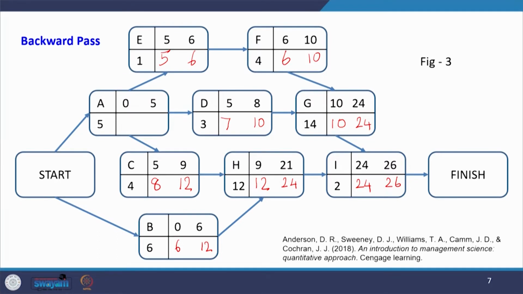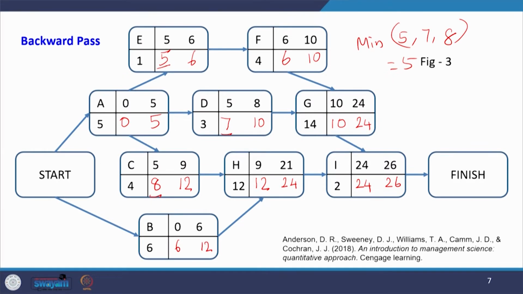Now, you come to activity A. Activity A has three succeeding activities. Here the latest start times are 5, 7 and 8. What is the minimum of 5, 7, 8? 5 is the minimum. So, 5 will be the latest finishing time for activity A. The duration is 5, so 5 minus 5 is 0.